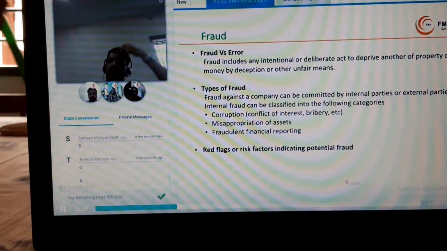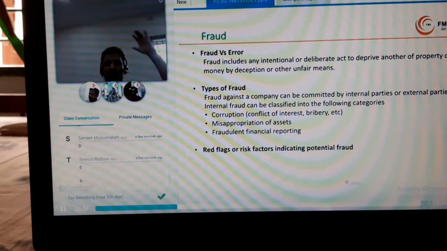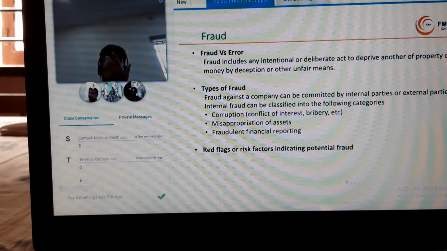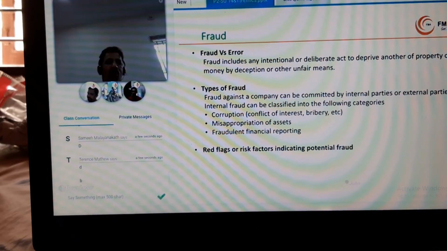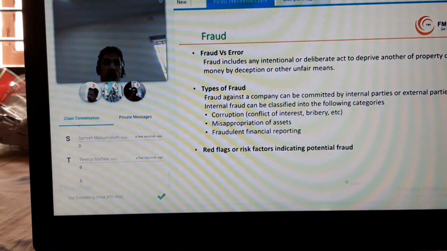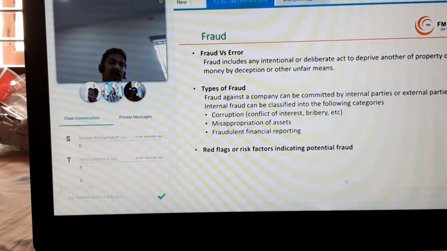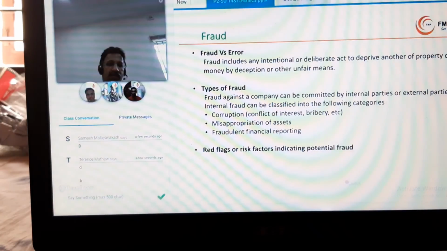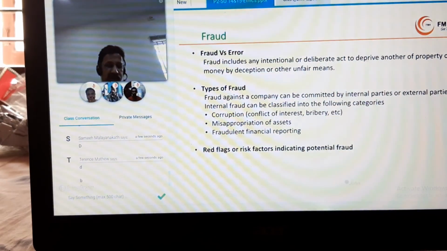Whenever you talk about fraud versus error, that's the discussion coming into our mind. You all would have learned about fraud. Fraud is intentional, whereas error is unintentional. That is what we all have got an idea about fraud. So fraud includes any intentional or deliberate act to deprive another of property or money by deception or other unfairness. So you are doing some kind of things which you shouldn't be doing, which can affect other parties' welfare, right?